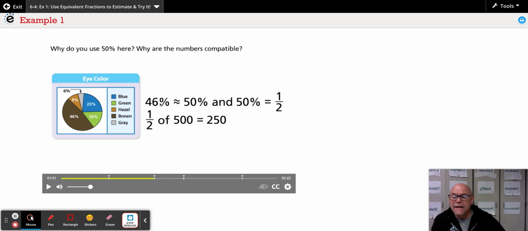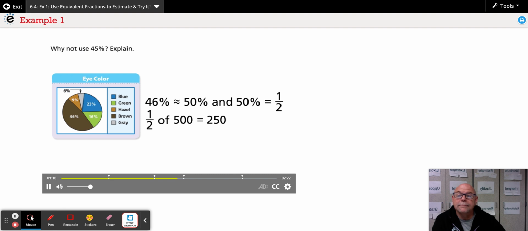So if you round 46 to the next 10, it would be 50%. So that's why we rounded. And why are they compatible? Because 50 is half. Half of 500 is 250. 50% is easy to use because it is equivalent to 1/2. You can compute 1/2 of 500 mentally.